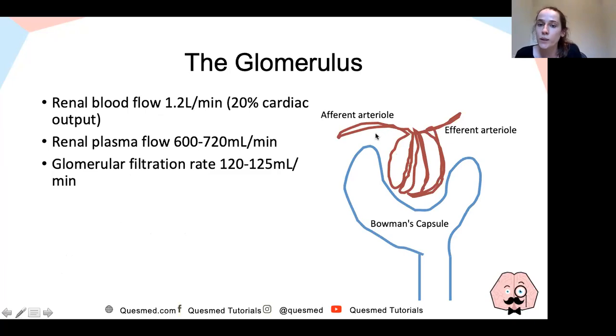It also means that because arterioles, as we've discussed before, are quite muscular structures in comparison to the venous drainage system, you can constrict these arterioles in order to increase the pressure and give a higher filtration rate when needed. This filtrate moves across into the Bowman's capsule, which collects that filtrate and allows it to move along the nephron.